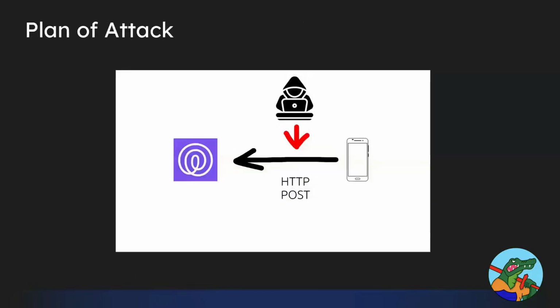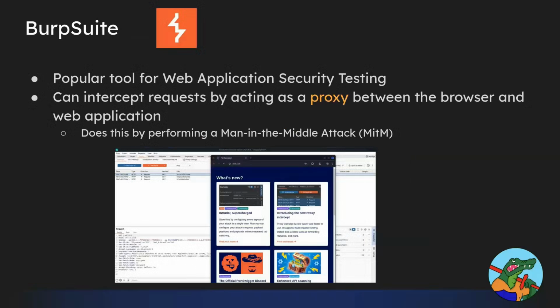Okay, so back to our plan of attack. We need to intercept this POST request from our phone to Life360 so that we could replay it later. A popular tool people use for this, even for desktop apps, is Burp Suite. It basically just acts as a proxy between your phone or your browser, your computer, and it will sit in between your connection from your phone to the web app. And any requests that go through, you'll be able to see them.